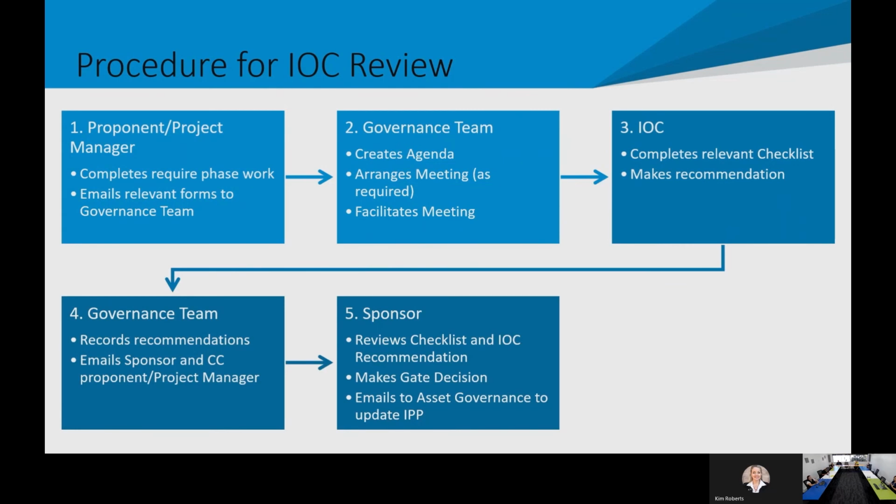So you've made a recommendation, it then goes back to the governance team. Obviously they take it from the meeting, record the recommendation, and need to then notify the sponsor and the proponent or project manager that it has basically moved to the next step, and then the sponsor has to review the checklist and the recommendation, make the actual gate decision, and at that point they email the asset governance team to update the IPP.